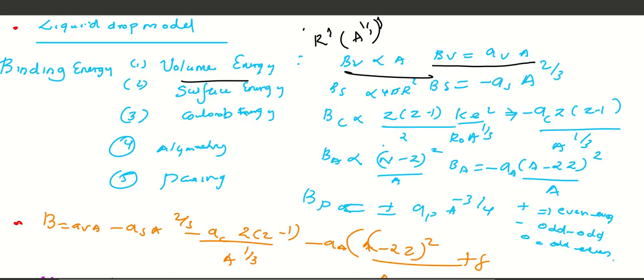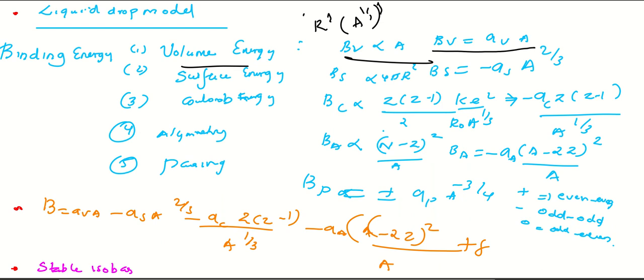So the formula is AV A minus AS, A raised to 2 by 3, minus AC Z into Z minus 1 divided by A raised to 1 by 3, minus A minus 2Z all square divided by A, plus or minus AP, A raised to minus 3 by 4. Okay, the binding energy formula: AV A minus AS, A raised to 2 by 3, minus AC Z into Z minus 1 divided by A raised to 1 by 3.